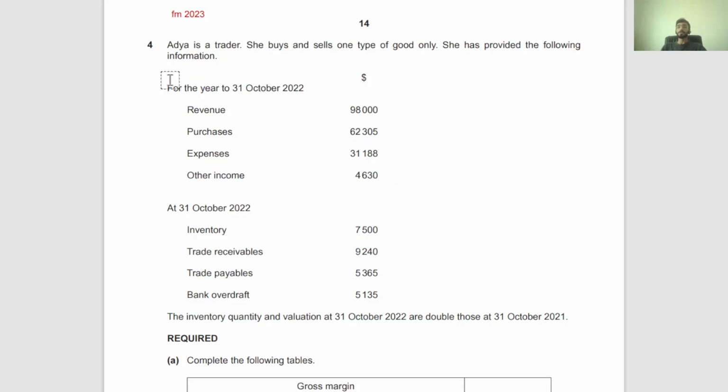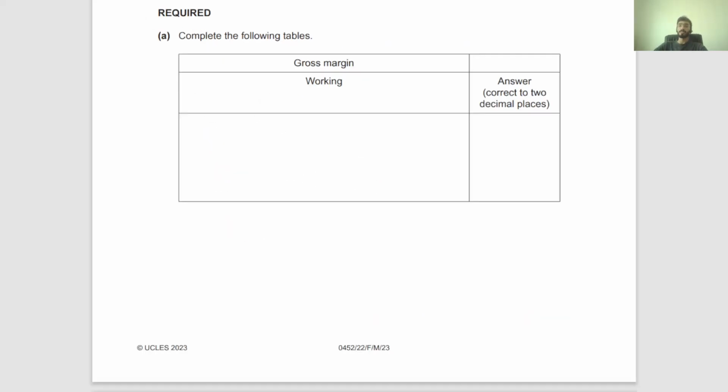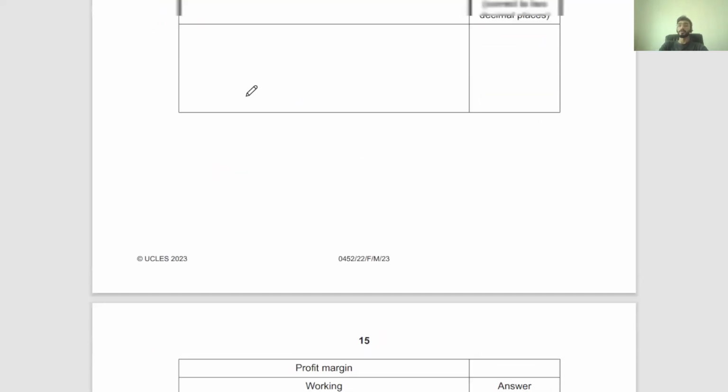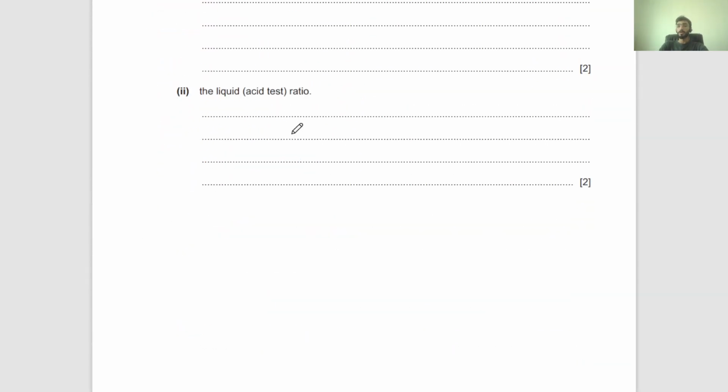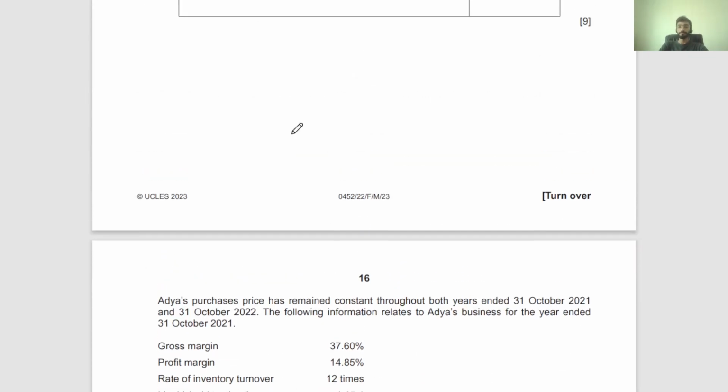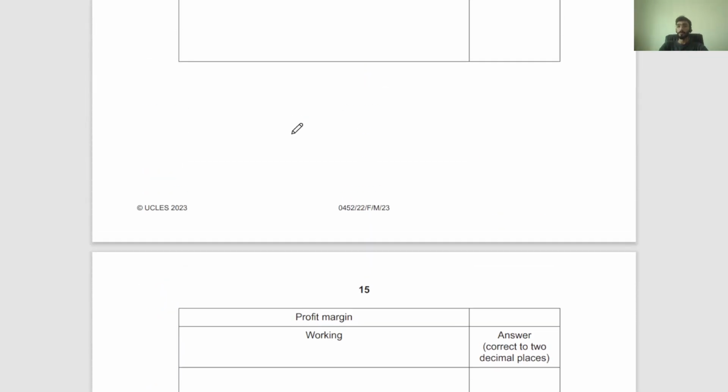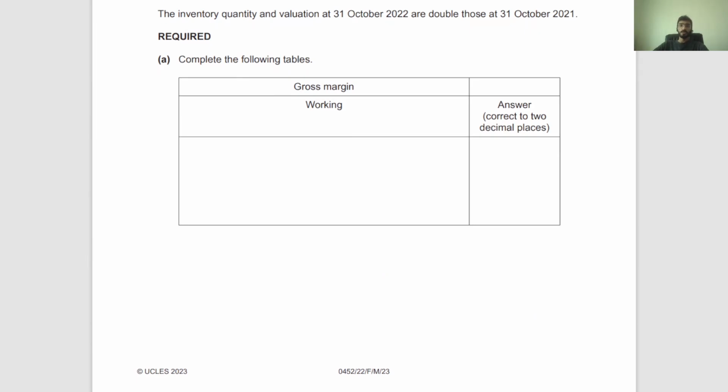Adia is a trader. She buys and sells one type of good only. She has provided the following information. This question is about ratio analysis and comments on that. There are some ratios to calculate and then you have to comment on them. Just to be clear what we're about to do, let's look at the information.